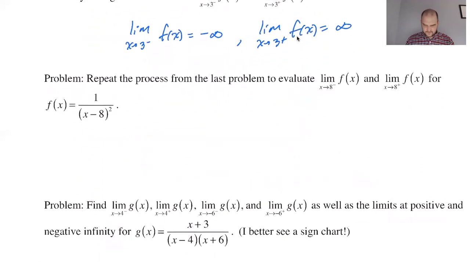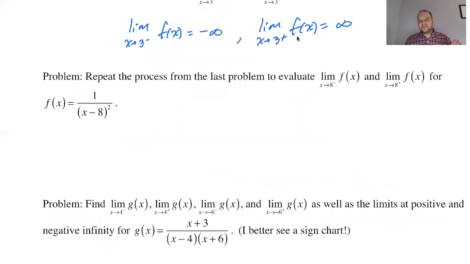Let's see here. I already know that 8 is a vertical asymptote. That's not the question. The question is, what's the limit from the left? What's the limit from the right? And how can I use a sign chart to help me with that? So let's see. We'll put 8. This is going to be a sign chart for f. So you want to label that because eventually we'll have other things.